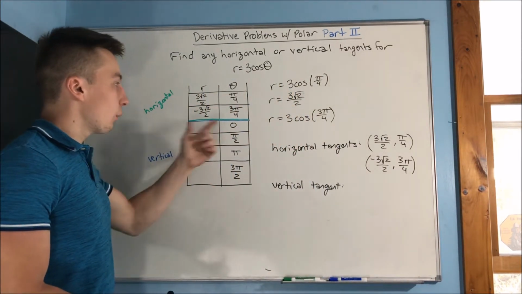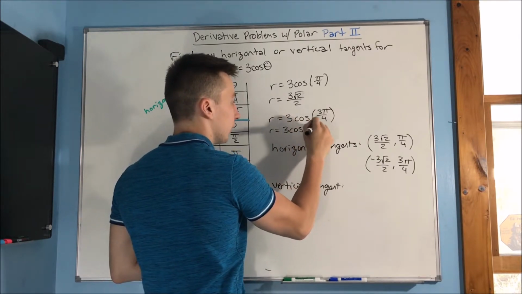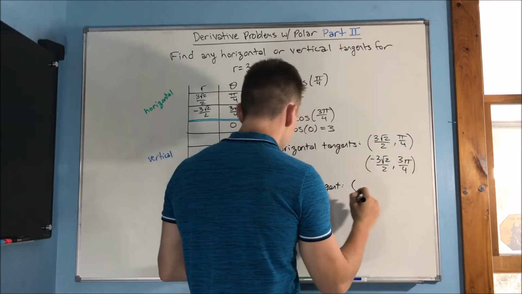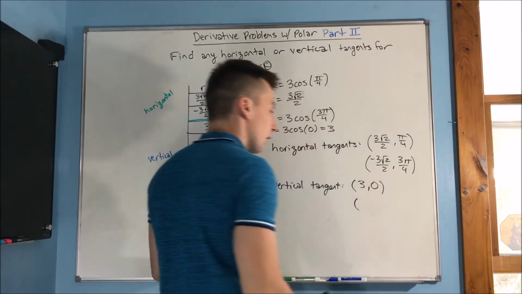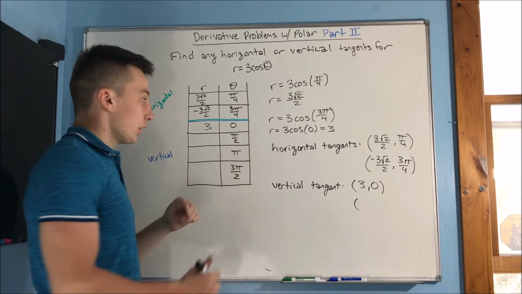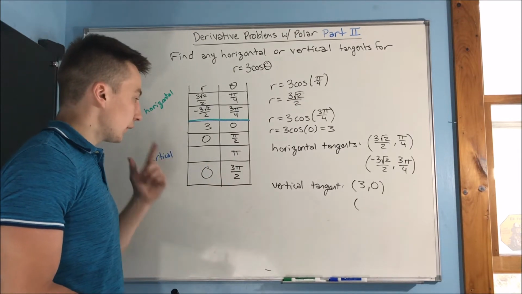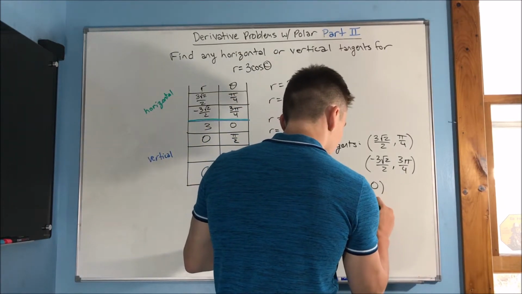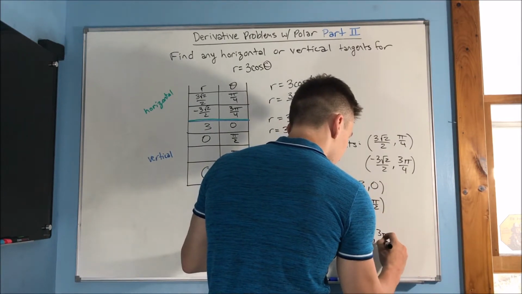For our vertical tangents, what about when you plug in 0 here? 3 cosine of 0 is just going to give you 3. So you get a vertical tangent at 3 comma 0. Next, what about pi over 2? Cosine is going to be 0 there, so you'll get a 0 here. You'll also get a 0 at 3 pi over 2. So that just means you'll have 2 more points: 0 comma pi over 2 and 0 comma 3 pi over 2.